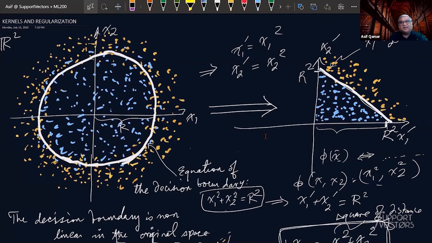Points on the disk are blue, points outside the disk are yellow. There are two ways of doing it. One was the transformation that I mentioned, x1 prime being the square of x1 and so forth. And what it led to is this triangular situation. So in this little triangle in here, everything is blue. Outside the triangle, it is yellow.